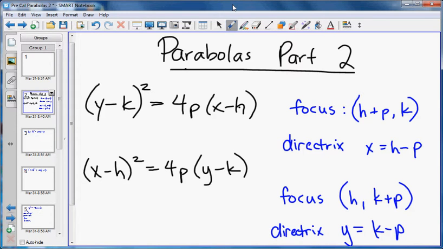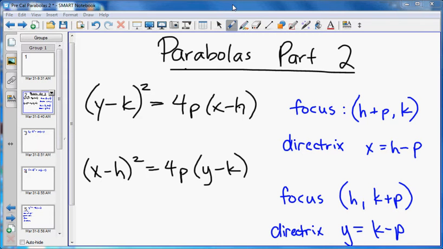For Parabolas Part 2, we're going to focus on the focus and the directrix. Just to make sure you remember, the focus and the directrix are the two things that any point on the parabola is equidistant from. So I want to give you just a quick idea of what that would look like.